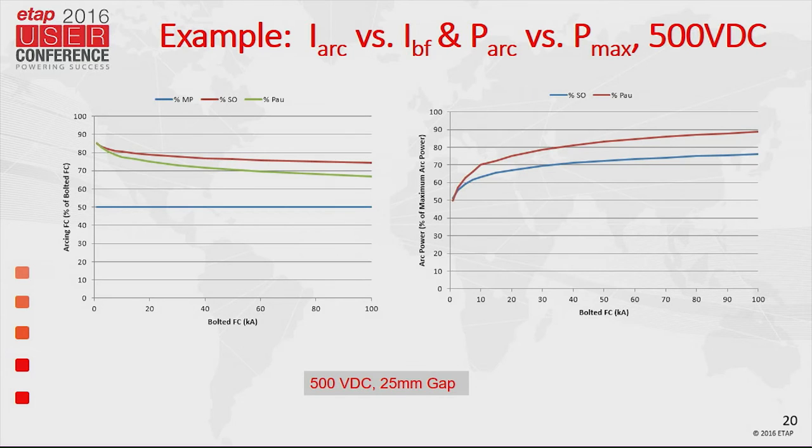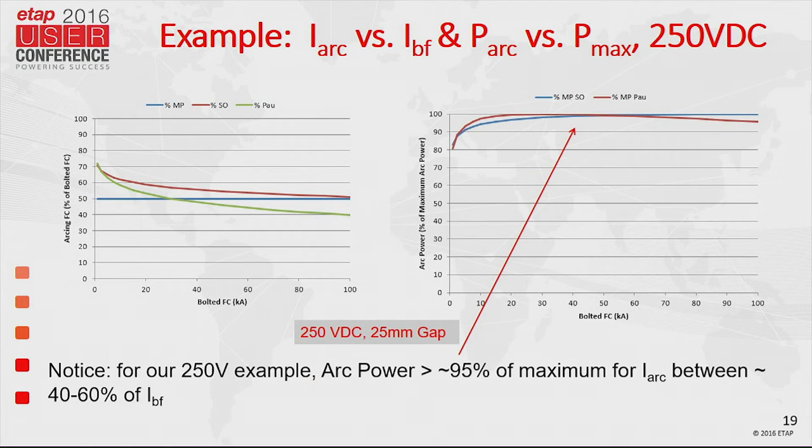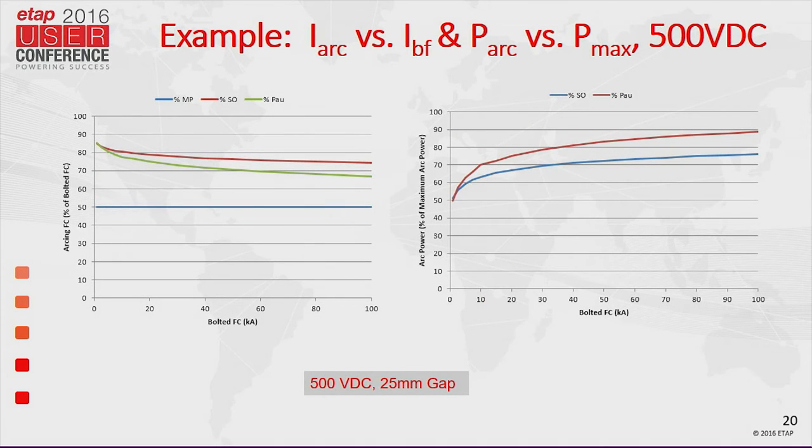In the next example, we kept the gap the same, 25 millimeters, but moved it up to 500 volts. Now we've got the same gap, so roughly the same resistance across the arc, but we increased the voltage, so we would expect more current. And sure enough, that's what we see. Remember before, we had our lines around the blue line. Now they're just shifting up. The maximum power still stays right at 50%, but the other two models show 70 to 80% arcing fault current. So it's a much higher percentage of the total bolted fault current available. That means we're coming down off that maximum power graph on the right.